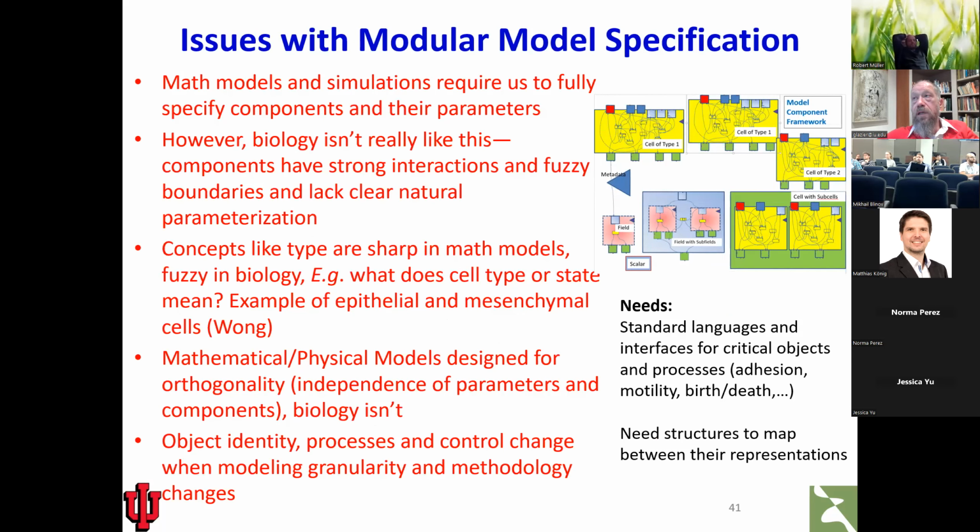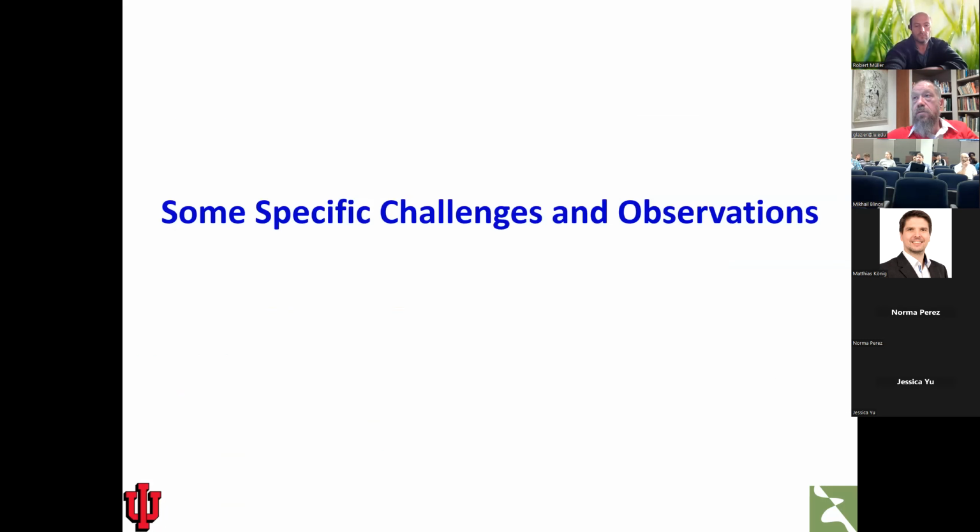However, when we dig in a little bit more, we find that biological modularity isn't as sharp as we think it is. In particular, and I'll come back to this, boundaries are very fuzzy in biology, and identity is very fuzzy in biology, and we're not able to live with that in a computational context. We have to disambiguate that fuzziness, and that's quite challenging. Object identity and processes change when we change model granularity and methodology, and that's a challenge as well.